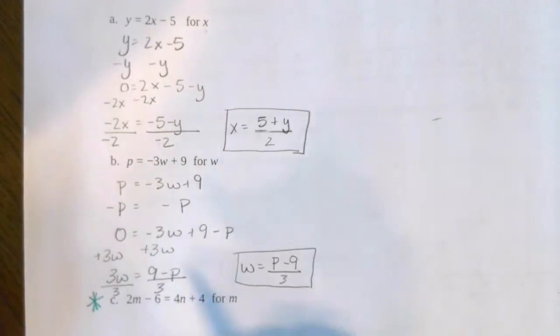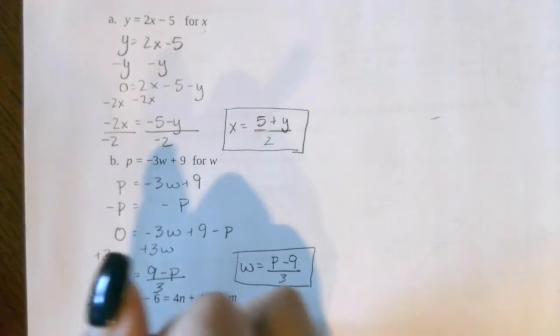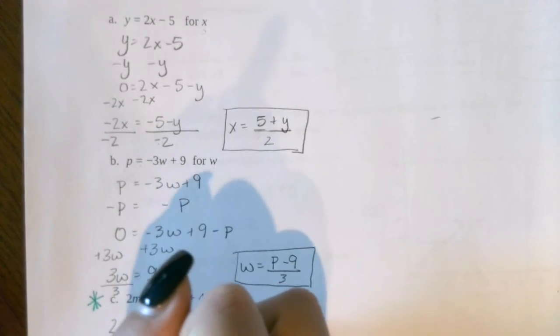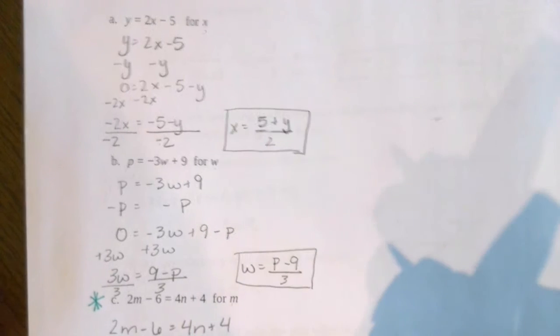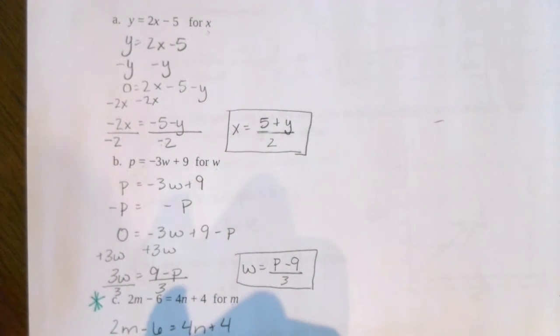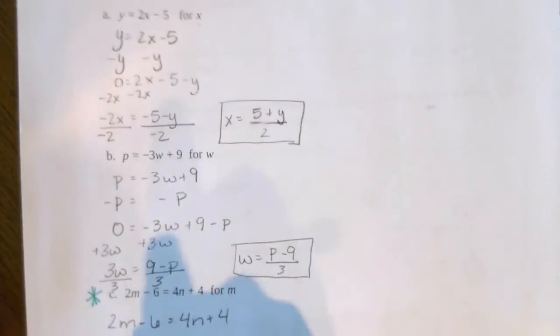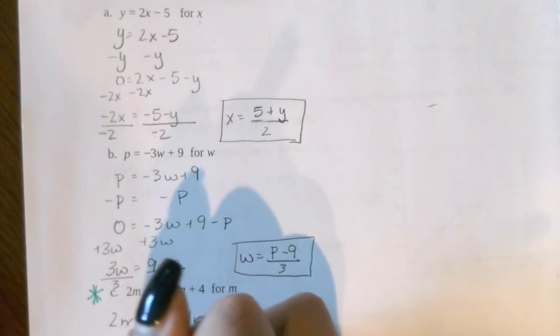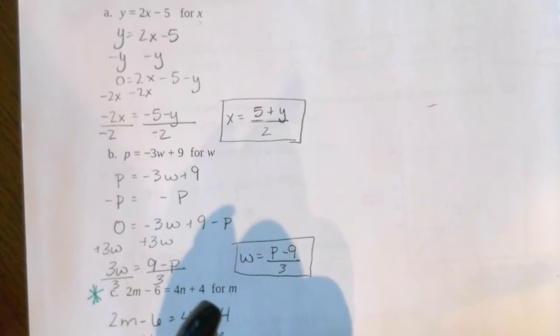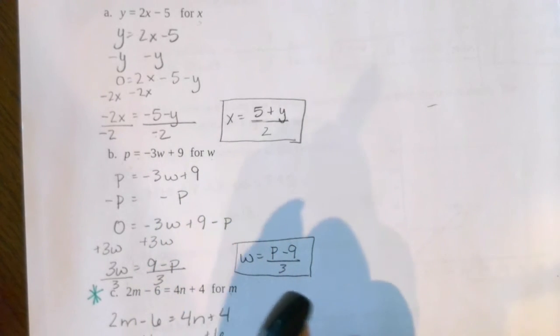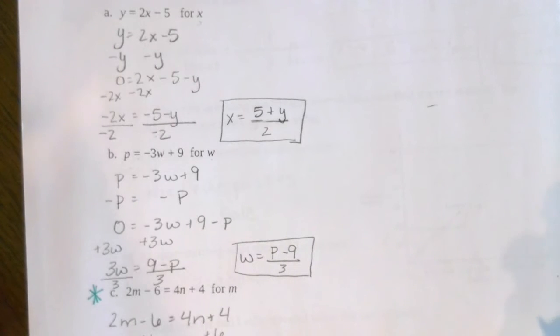Then, let's see, part C. Okay, I am solving for m in this case. So 2m minus 6 equals 4n plus 4. I'm trying to solve for the m. So I want to move probably the 6 over first. I don't know. Let's just do that first. So I'm going to add 6 on both sides, plus 6. So I have 2m equals 4n plus, I can add that together to make 10.